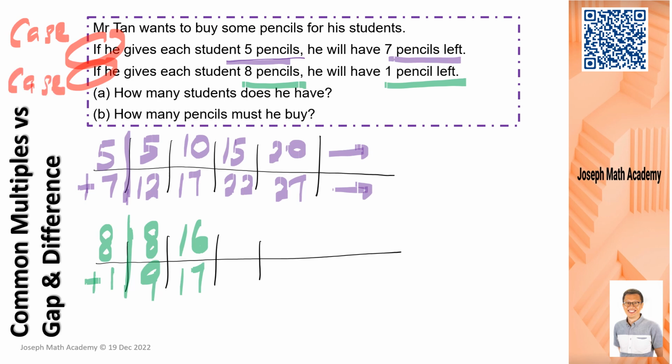If you use case 1, we arrive at 17 as a total. If you use case 2, we also arrive at 17 as a total. So the two cases end up in the same situation. So this is for 1 student. This is for 2 students. So what can we say? We can say that Mr. Tan has 2 students.